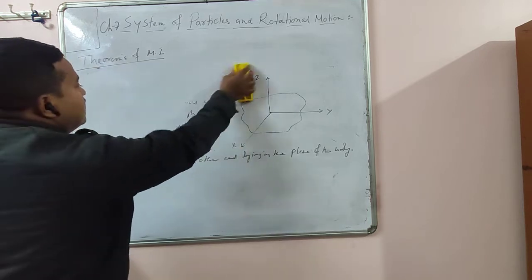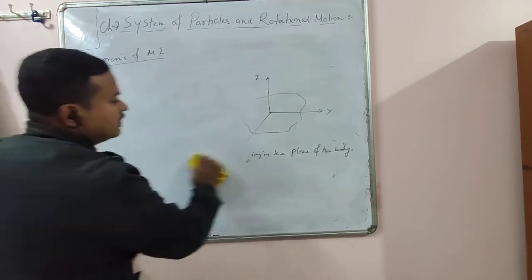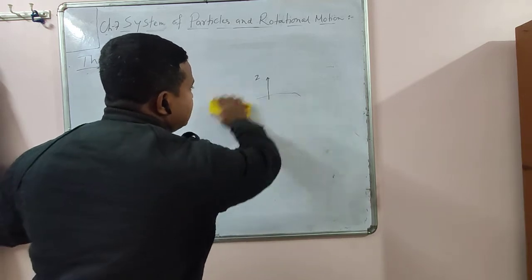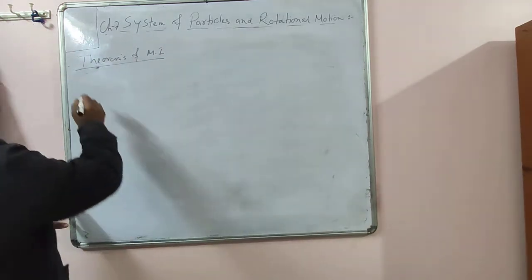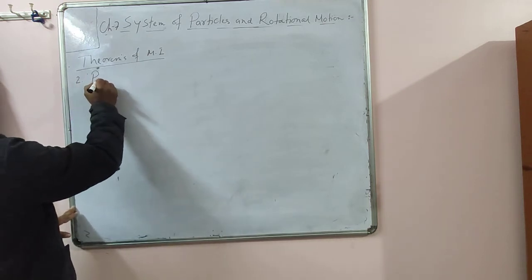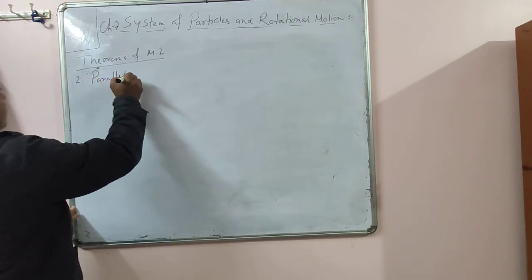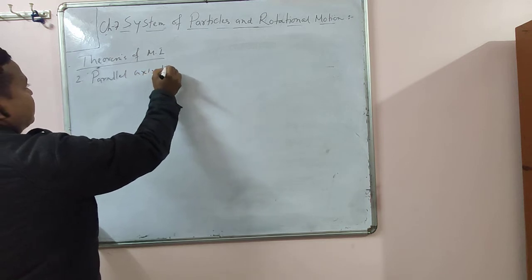Now move to the parallel axis theorem. When you apply it to some rigid body, it will be more clear to you. The second one is the parallel axis theorem.